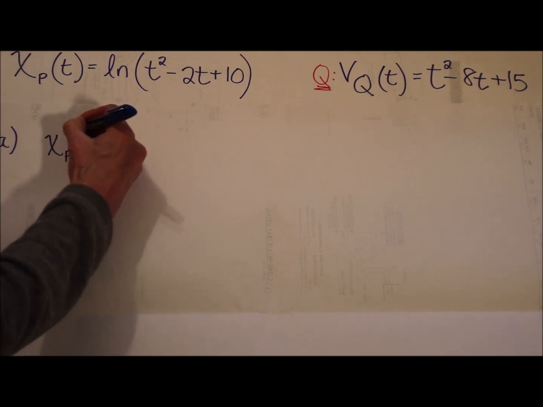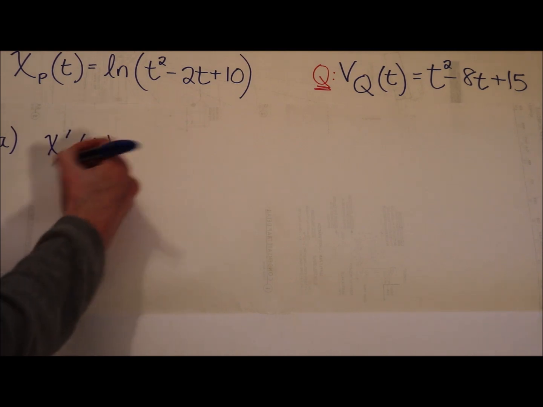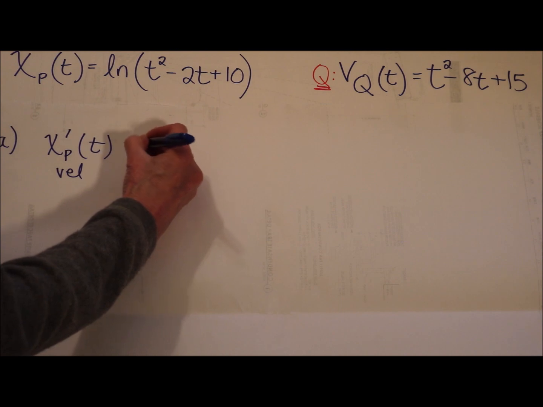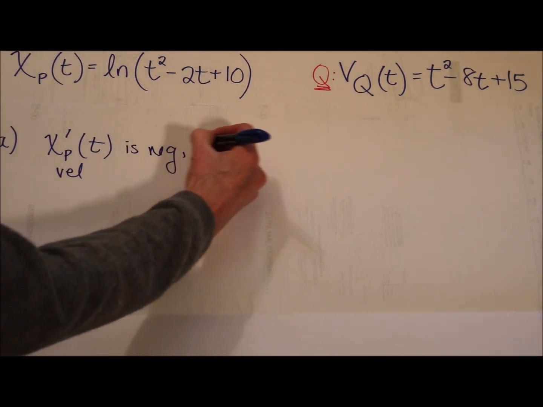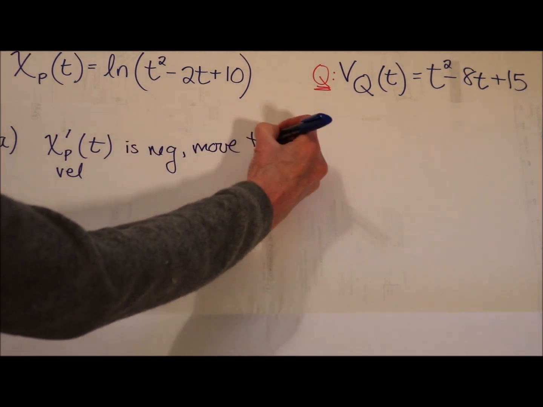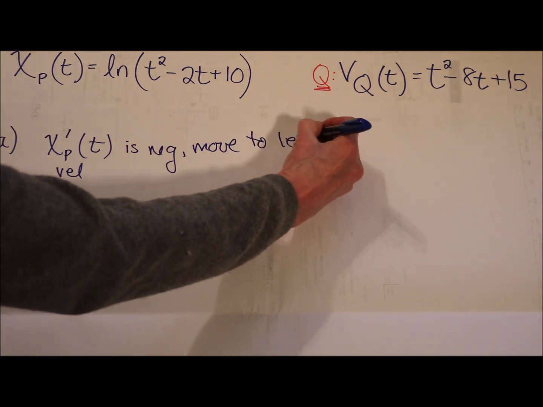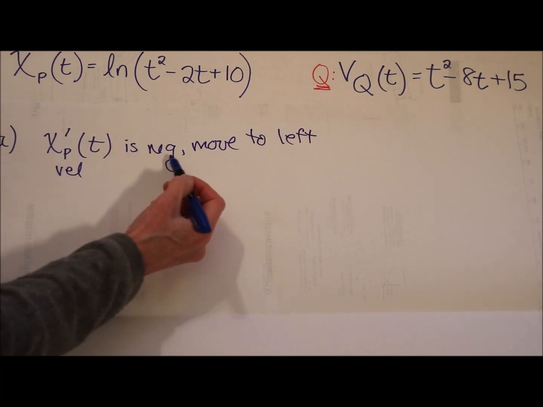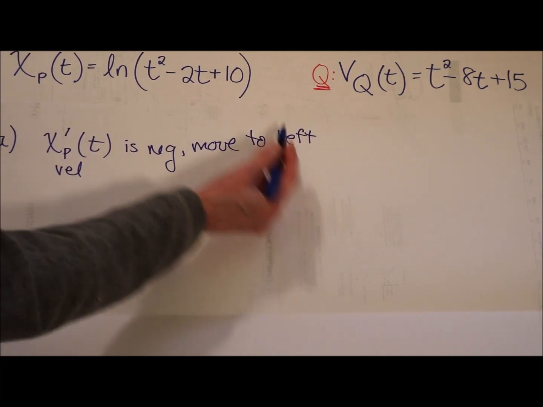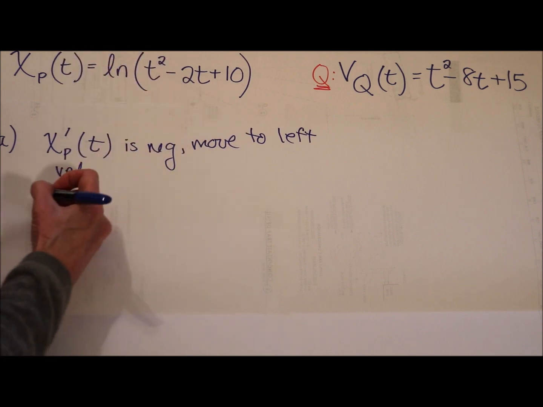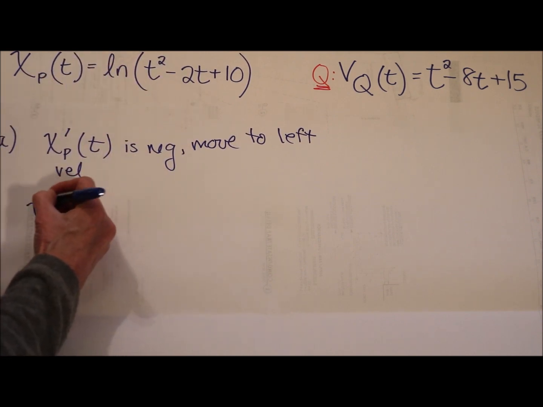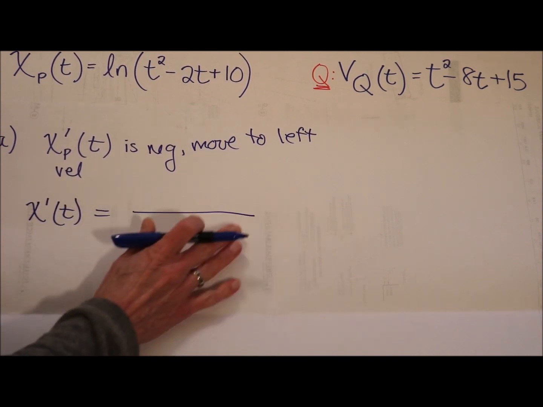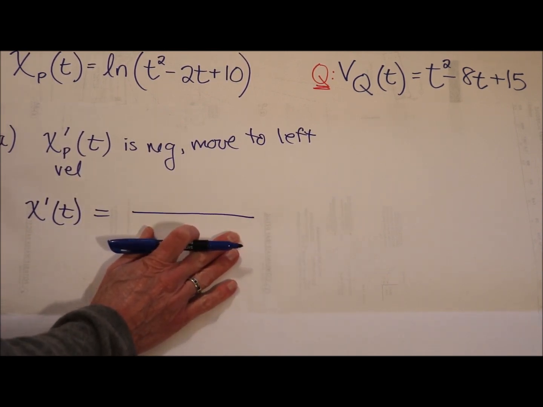Particle p is going to move to the left when its velocity, in other words, when the derivative of the position function, is negative. Then it's going to move to the left, or down if we were in an up-down situation. So remember, when your velocity is negative, that means you're moving to the left. So all we have to do is take the derivative of the position of particle p, and then find its critical point and see when the velocity is negative.